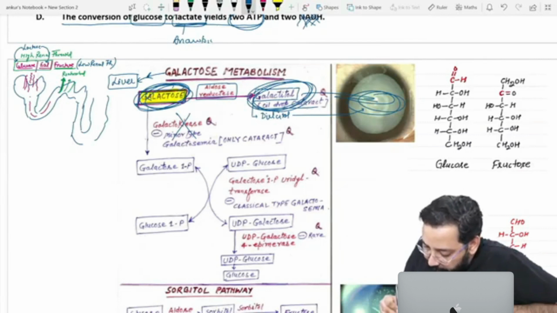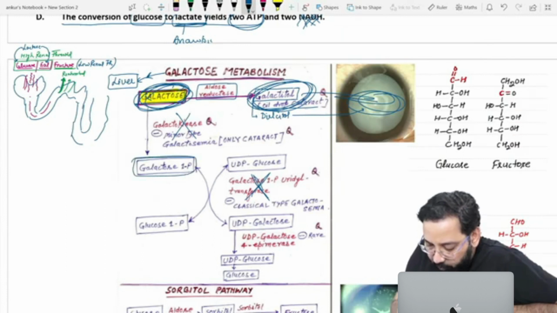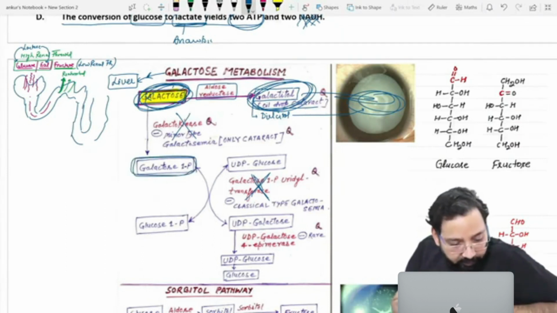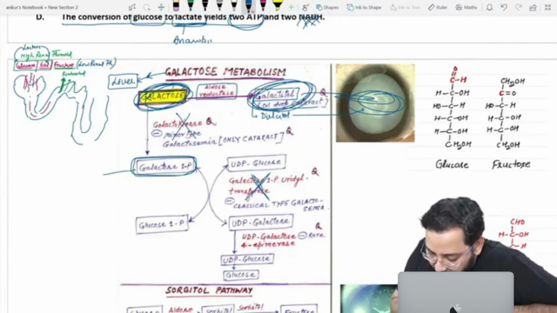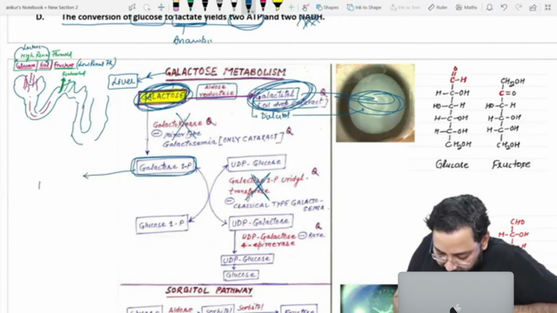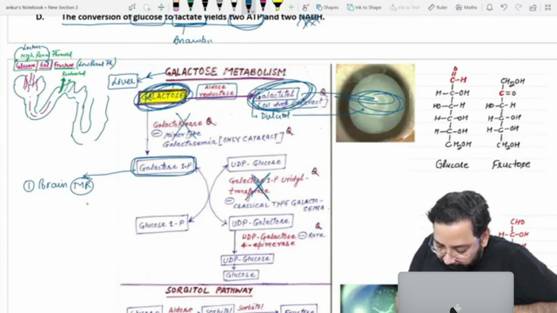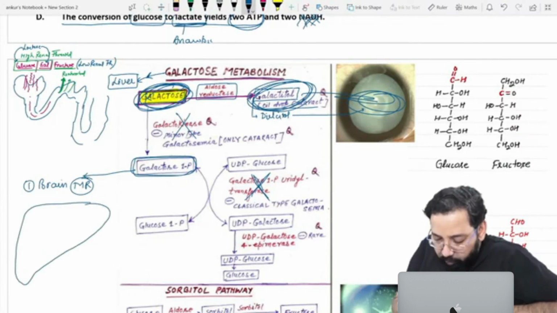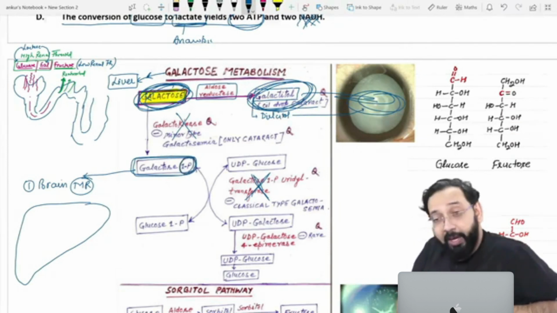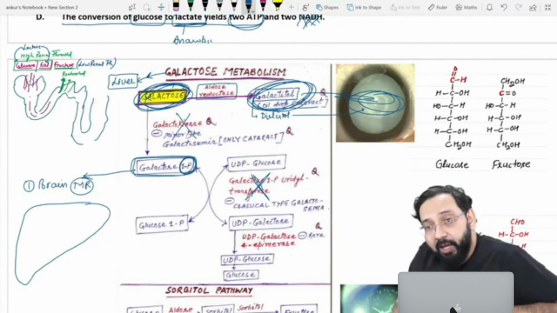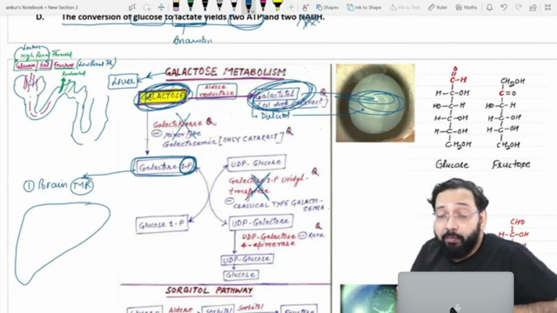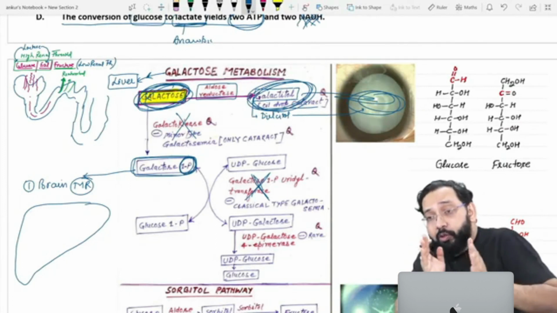Suppose this galactose 1 phosphate uridyl transferase is deficient. This galactose 1 phosphate will accumulate. Yes, this is very, very important. This galactose 1 phosphate will accumulate in brain, will cause mental retardation. Galactose 1 phosphate will accumulate inside the cell, and all phosphate are joined.